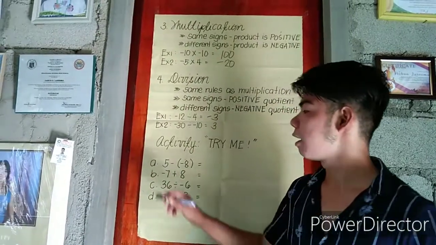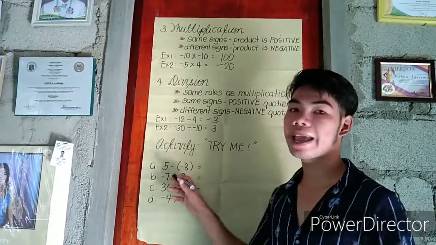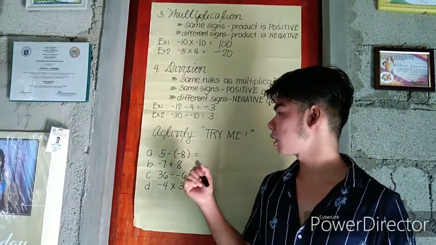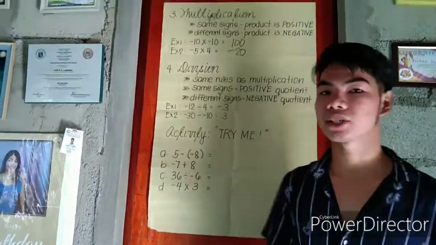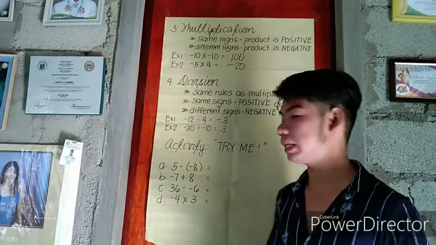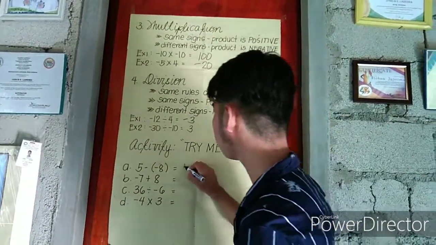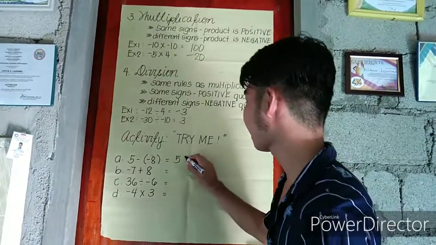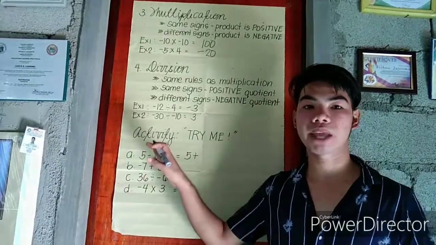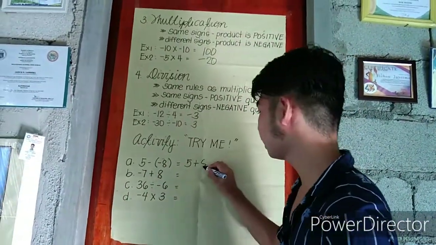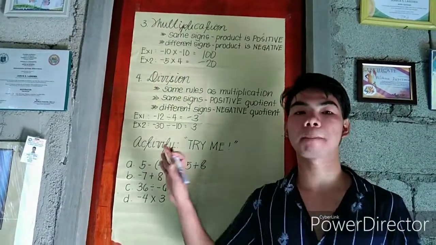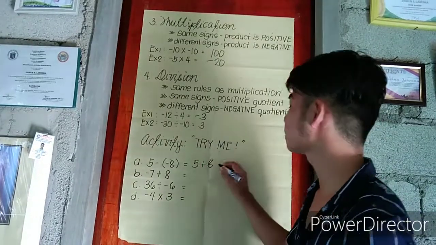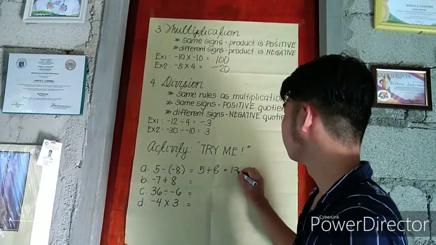Letter A, 5 minus negative 8. The thing that we're going to use here is the rule in subtraction. In subtraction, we retain the minuend first, 5. Then change the operation into addition, plus. Then the opposite of negative 8 is positive 8. Our new numbers are positive 5 and positive 8. 5 plus 8 gives you the final answer of 13.